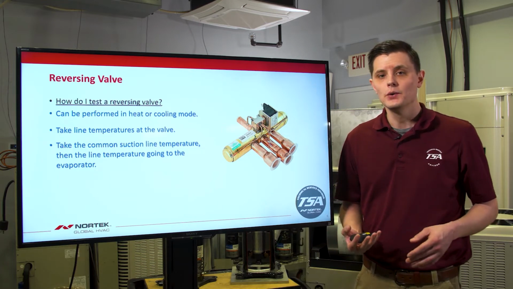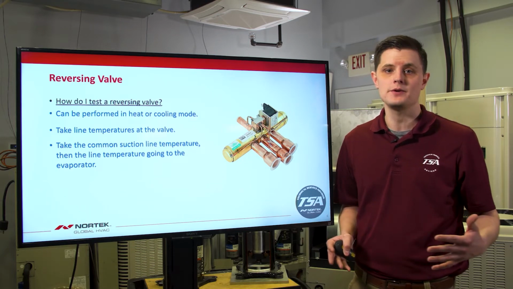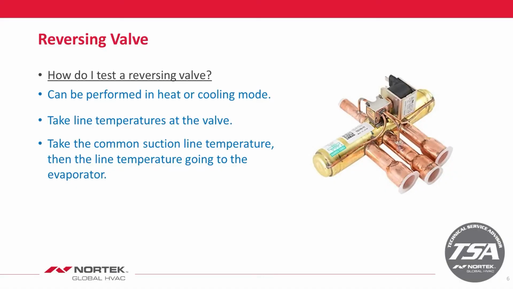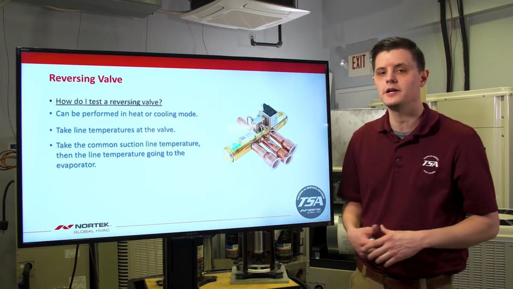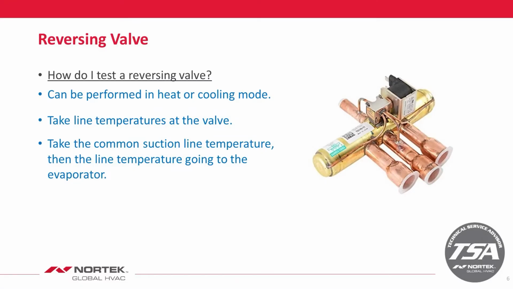temperatures, because what you're dealing with is roughly about 2 to 4 degrees of temperature difference. So you want to be as accurate as you possibly can when looking at these temperatures. So first, you'll take your common suction line temperature, which again, if we look at a reversing valve, is going to be our middle line here coming off our valve. So that'll be one spot that you'll take your line temperature.